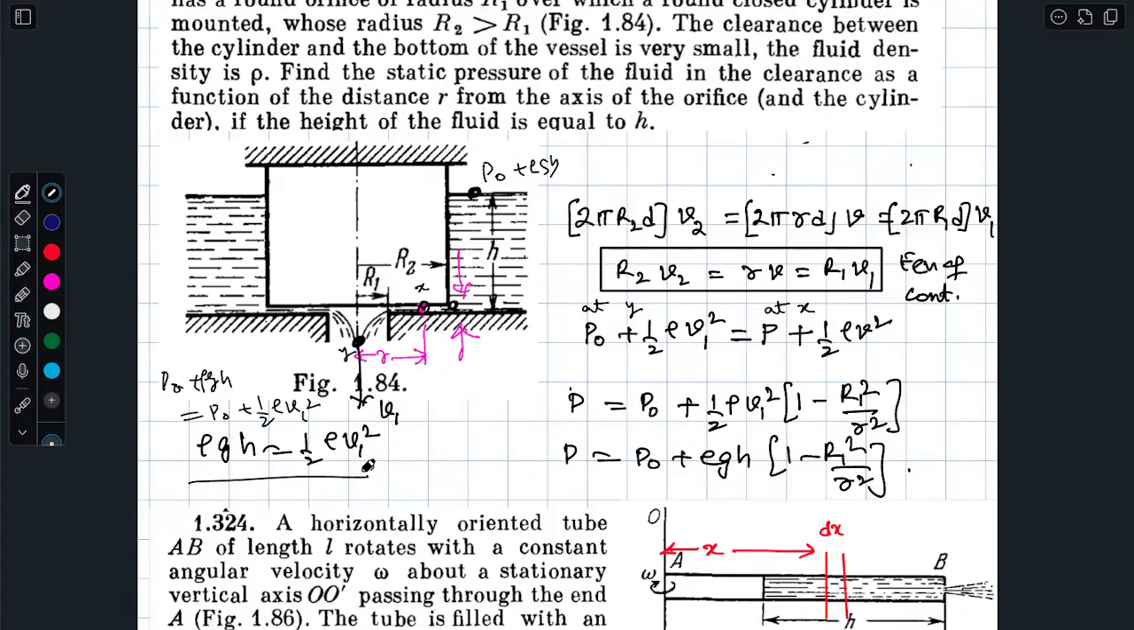Very famous model of IIT. Any doubts? Please ask me. Right.